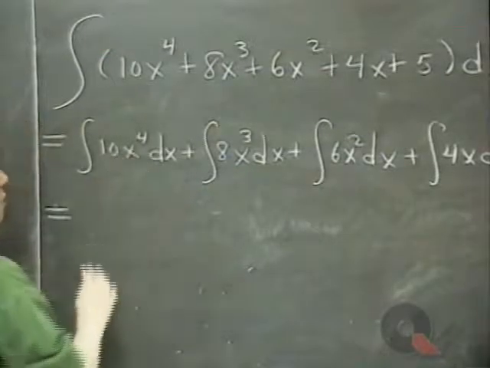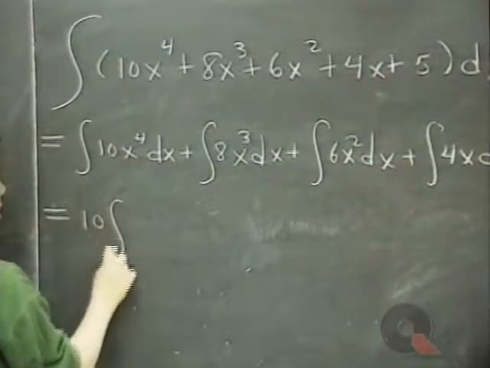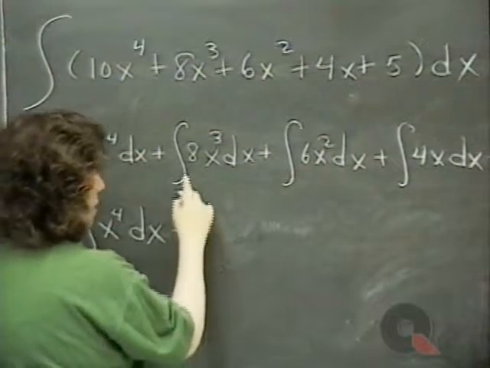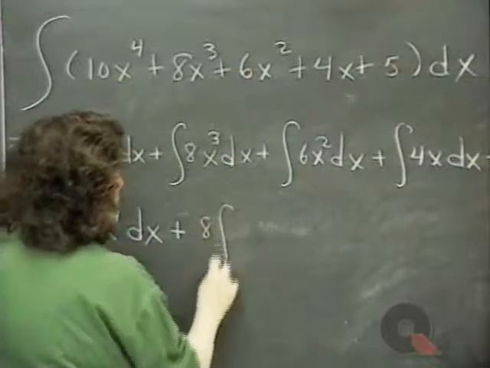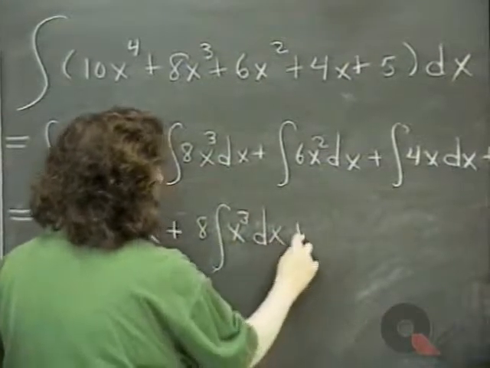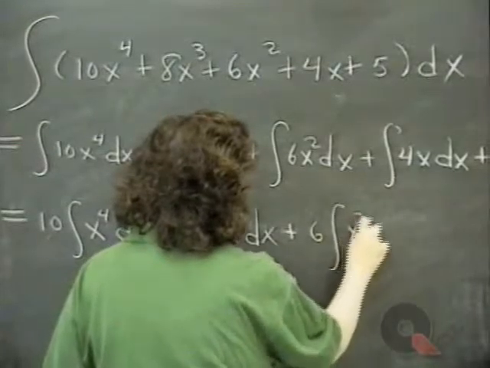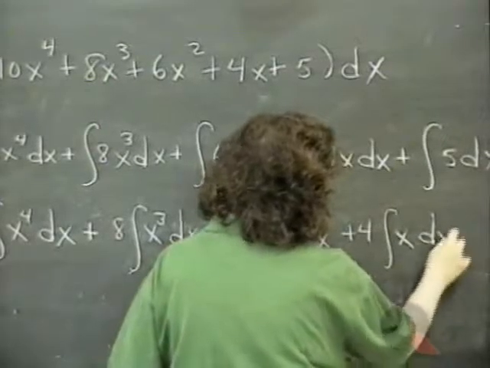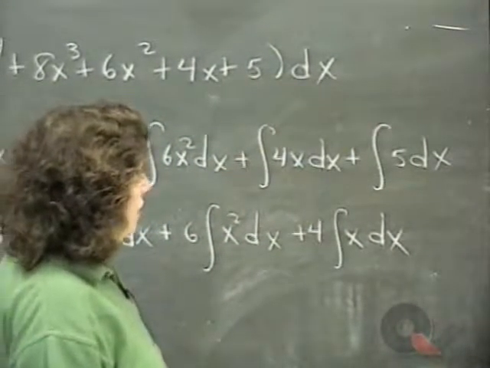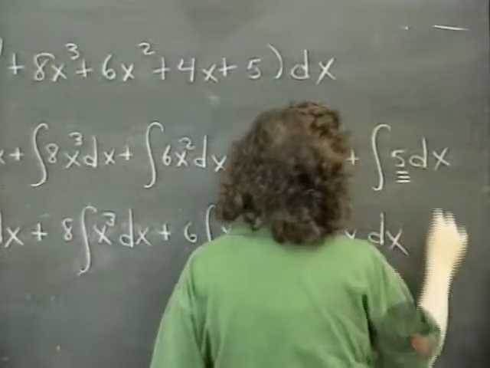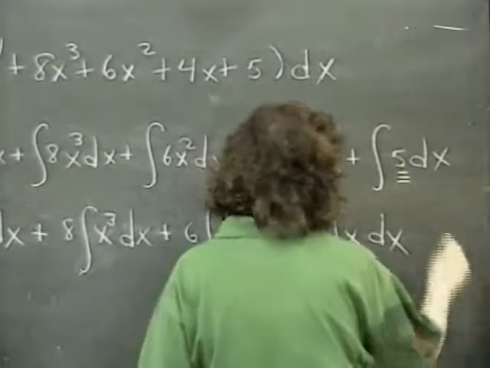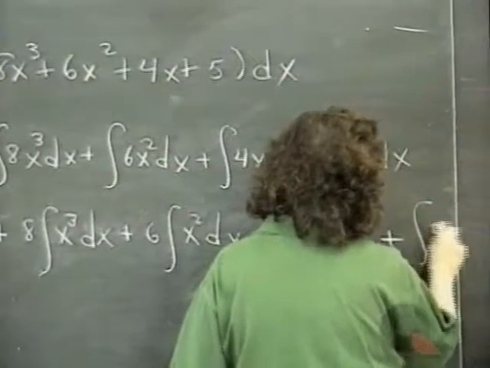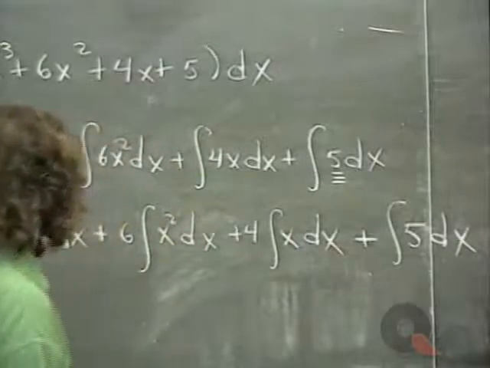So instead of the antiderivative of 10x to the fourth, I'll make it 10 times the antiderivative of x to the fourth. And then instead of the antiderivative of 8x cubed, 8 times the antiderivative of x cubed, 6 times the antiderivative of x squared, 4 times the antiderivative of x, plus now antiderivative of 5, antiderivative of a constant. Okay, we're going to come back to that in a moment. Let's just leave it antiderivative of 5, and we'll come back to that in a moment.